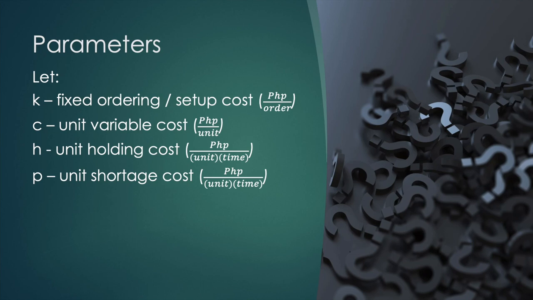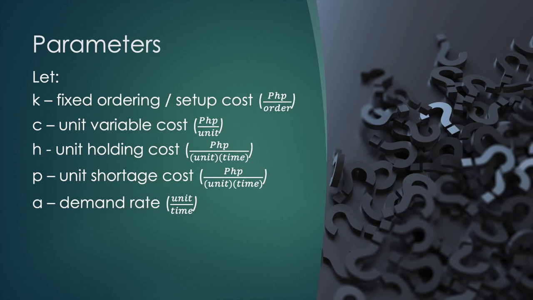What do we mean by shortage? It means that you are technically still using up your inventory or selling your inventory even if the physical amount of your inventory is already zero. In fact, a shortage in the company's inventory is actually seen as negative inventory. And this unit shortage cost is denoted to be the constant P.